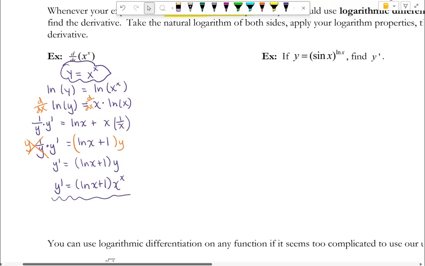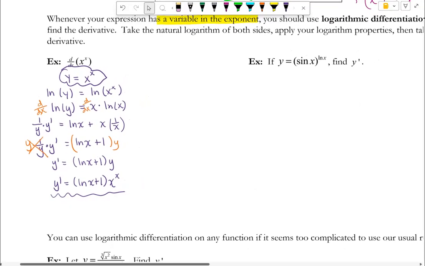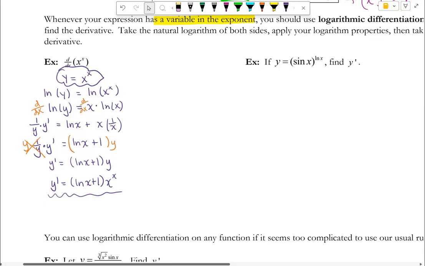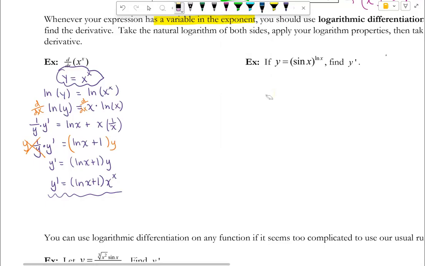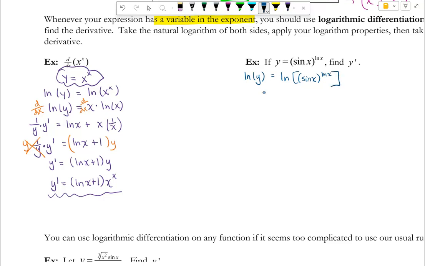All right, let's look at the second example. So we are given y equals the sine of x to the power of the natural log of x, and we're asked to take the derivative. So the first thing that I'm going to do is take the natural log of both sides. So the natural log of y will be the left-hand side of my equation. The natural log of the sine of x to the power of ln of x is the right-hand side.